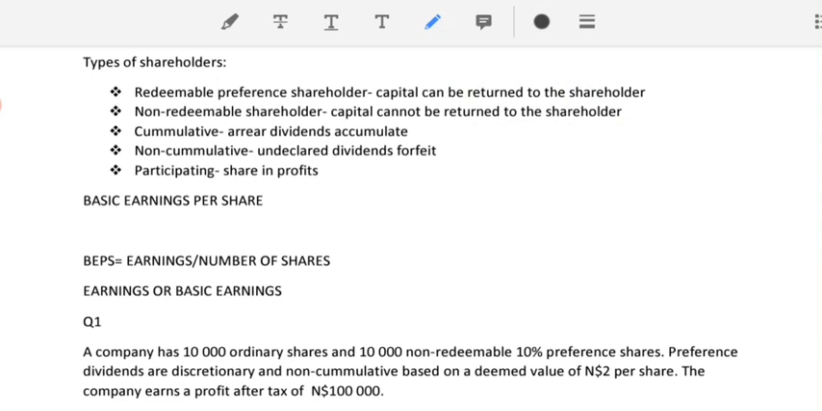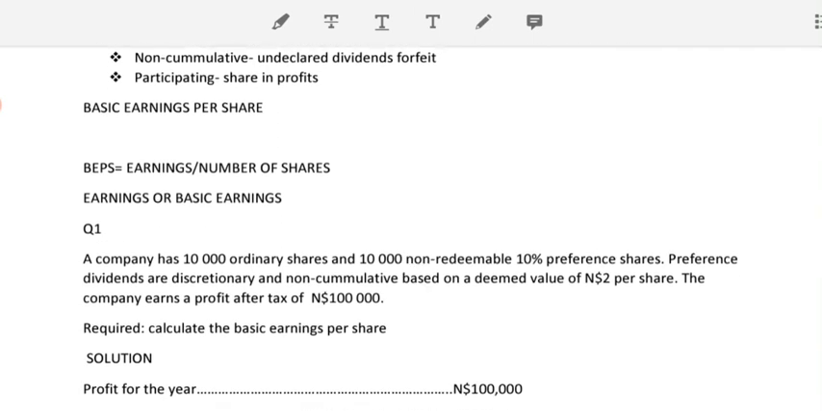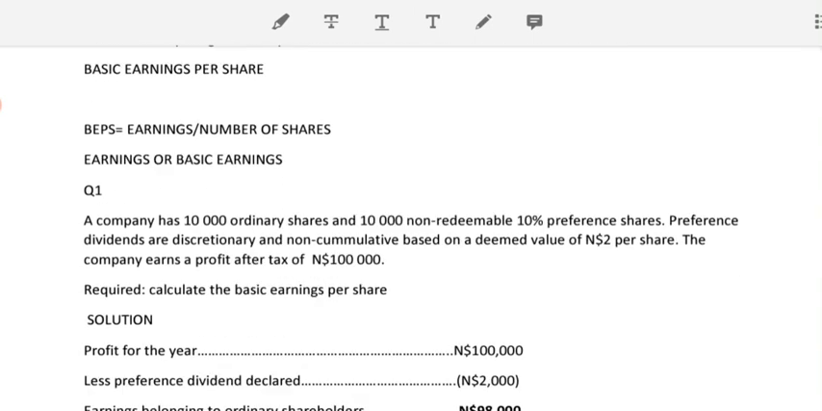Right, let's move on with the basic earnings per share. The basic earnings per share simply means how much each ordinary share earns. One single ordinary share earns how much for that specific period. All right, let's move on.